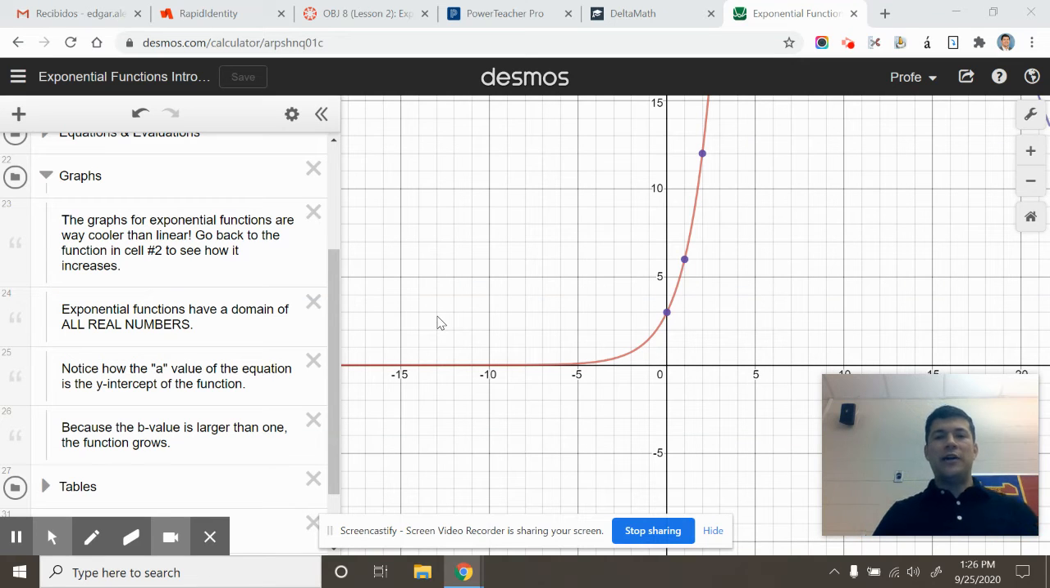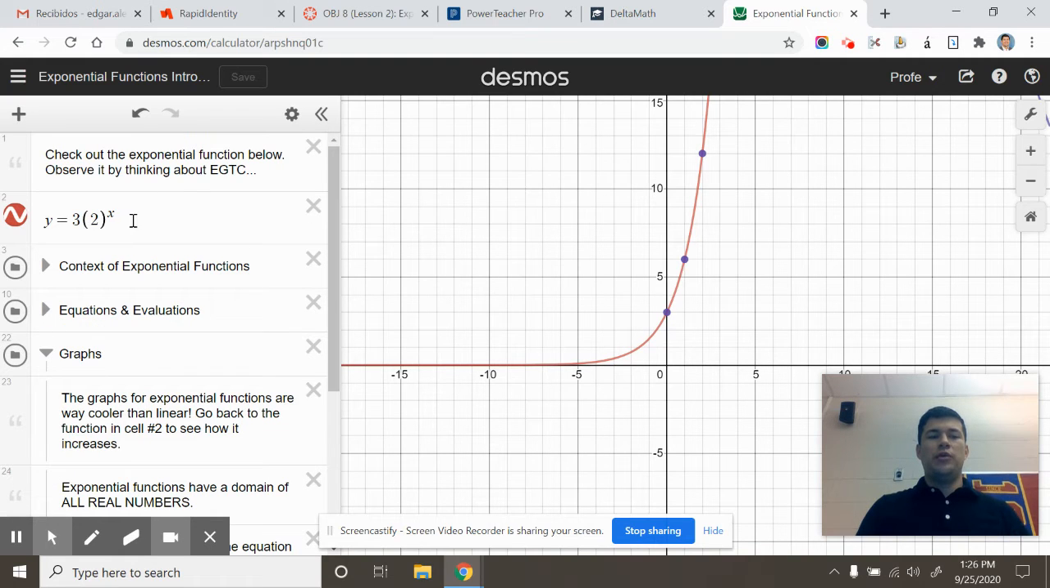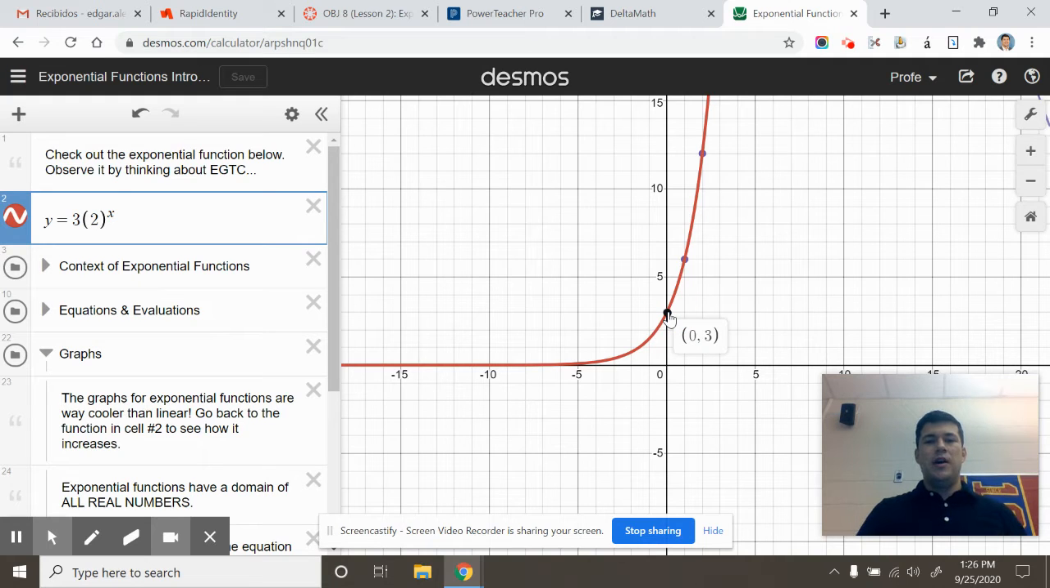Now let's look at exponential graphs and exponential tables. First of all, I want you to notice the first example that I gave you, which was y equals 3 times 2 to the x, where 3 is my a value and 2 is my b value. So to recap from yesterday's lesson, 3 is going to be my y-intercept. That's why you see that.